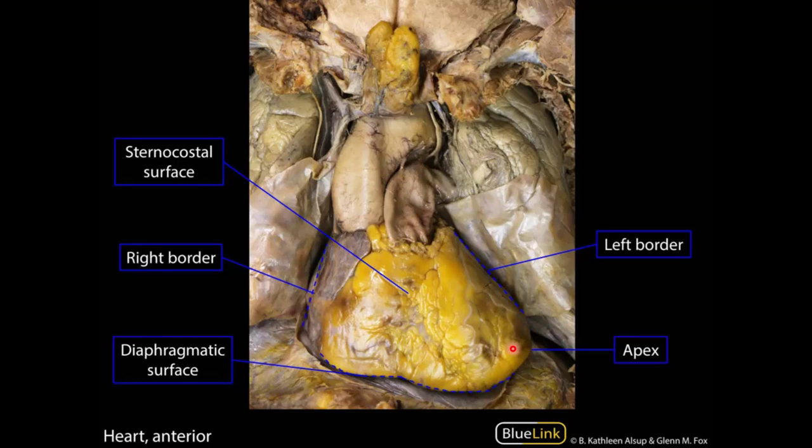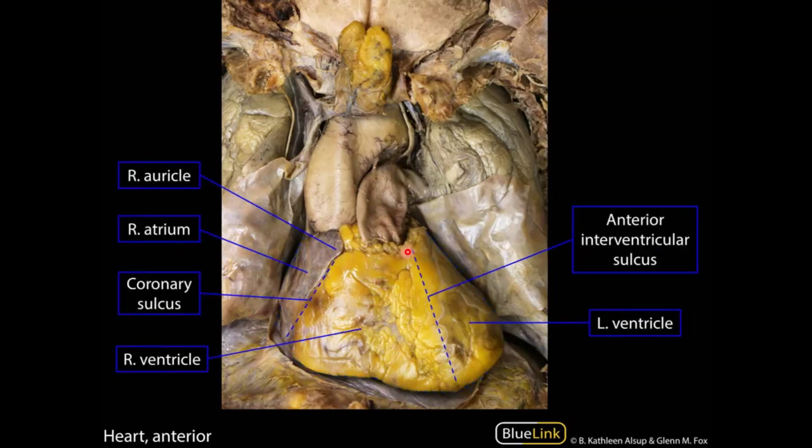Okay, so this is what I was showing you, the anterior interventricular sulcus over there, left ventricle, right ventricle. So what is separating the right atrium from the right ventricle? It is the atrioventricular groove, which moves around the heart. It completely encircles the heart.